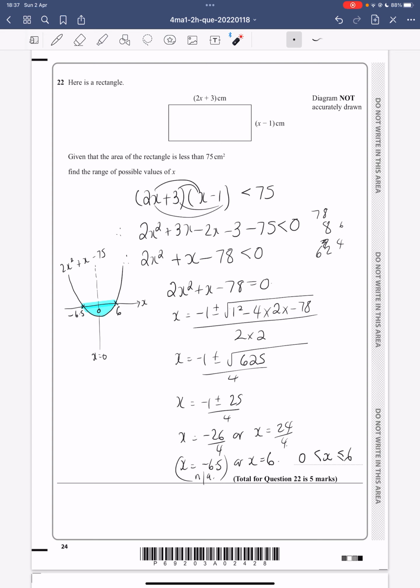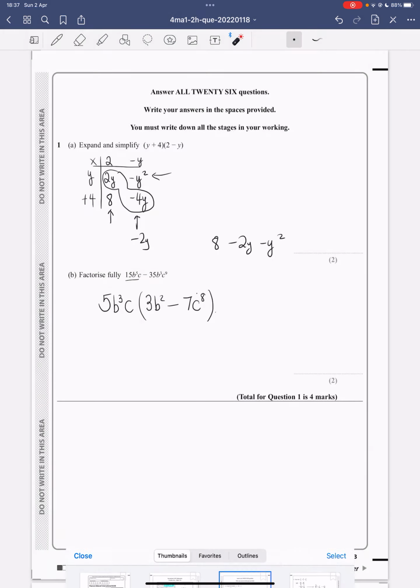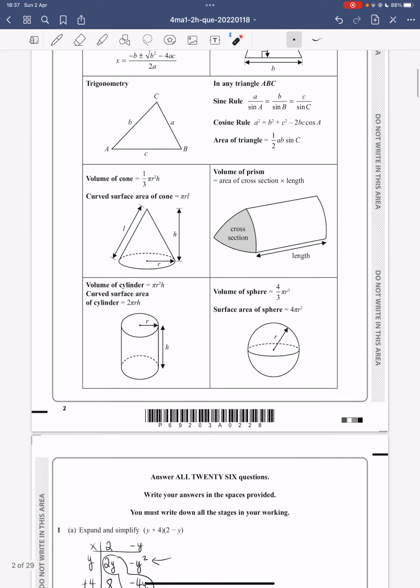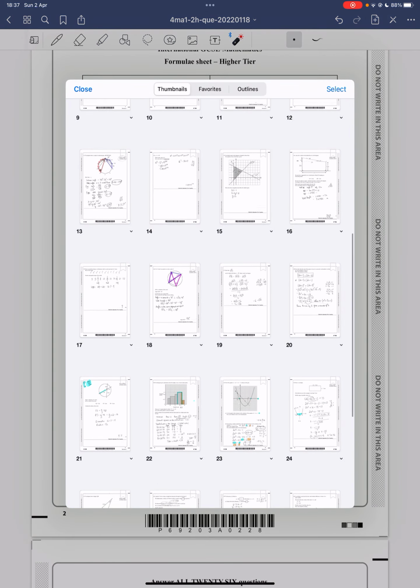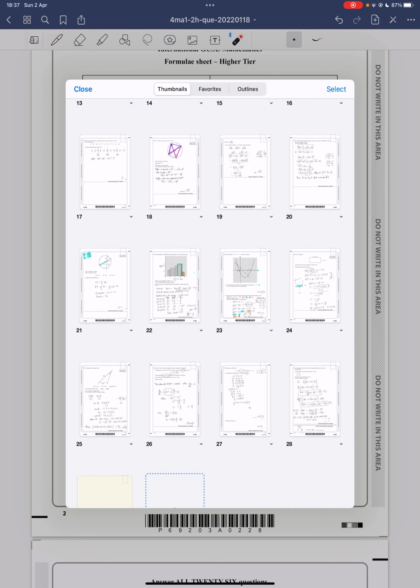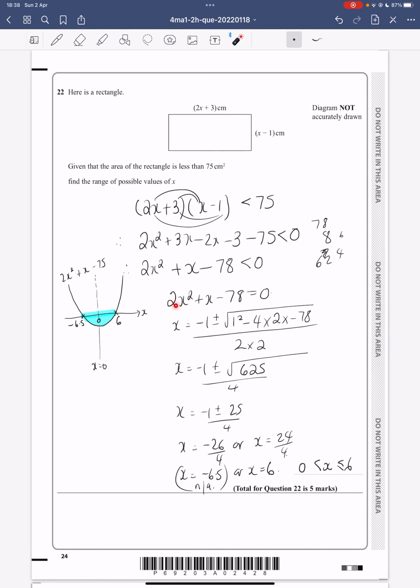So I've got 2x squared plus x, 3x minus 2x is x, minus 78 is less than 0. Now, do you get the quadratic formula in your exam? Yes, use the quadratic formula there. We've got a quadratic set equal to 0, so I've used this here. A is 2, B is 1, C is minus 78, and it's the formula that you can copy across.